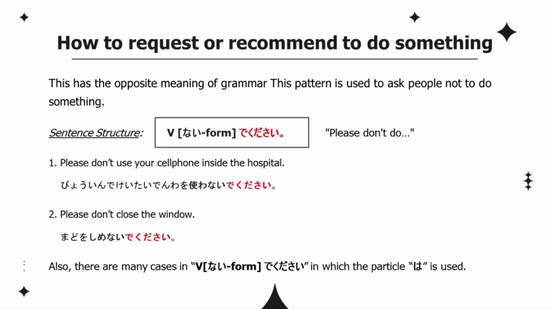2. How to request someone not to do something. Negative form of a request. What we just learned in the first lesson is precisely the opposite. When you request somebody not to do something, it falls into a negative request category. Let's learn how to do it in Japanese. Formation. V, nai form, de kudasai, meaning please don't do.